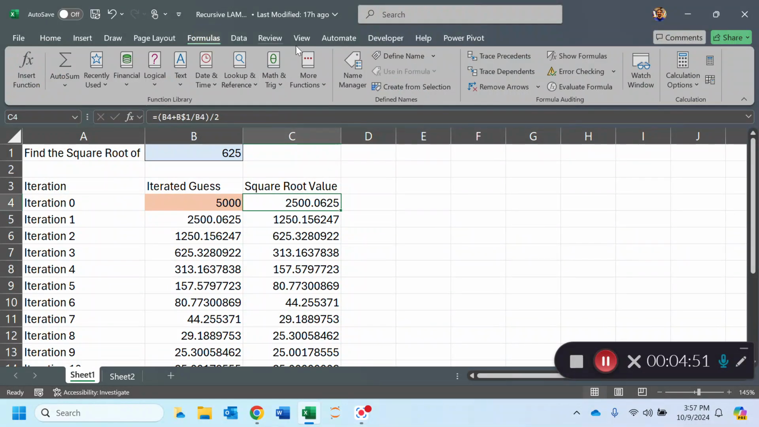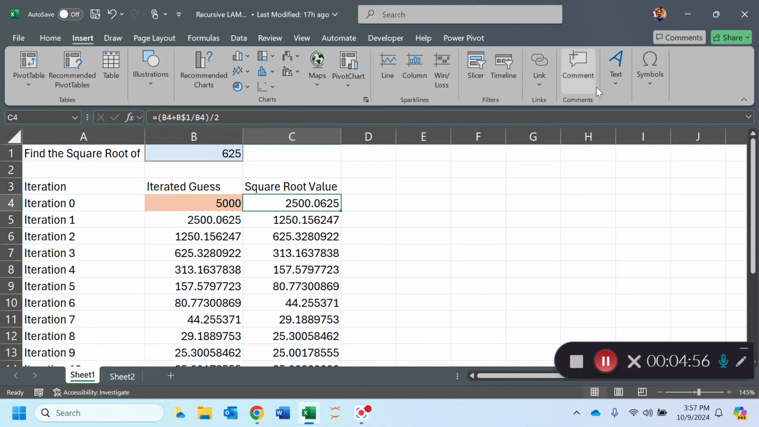So under the Formulas tab, I'm going to go to Name Manager, but before that, I want to type this in here in a large text box.